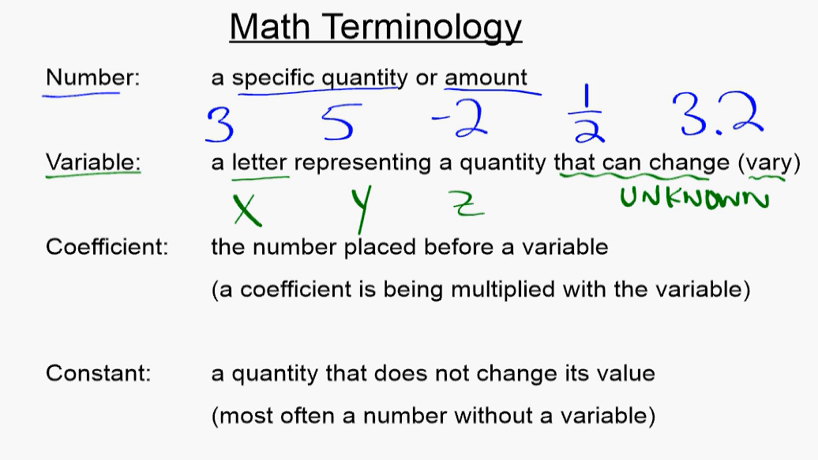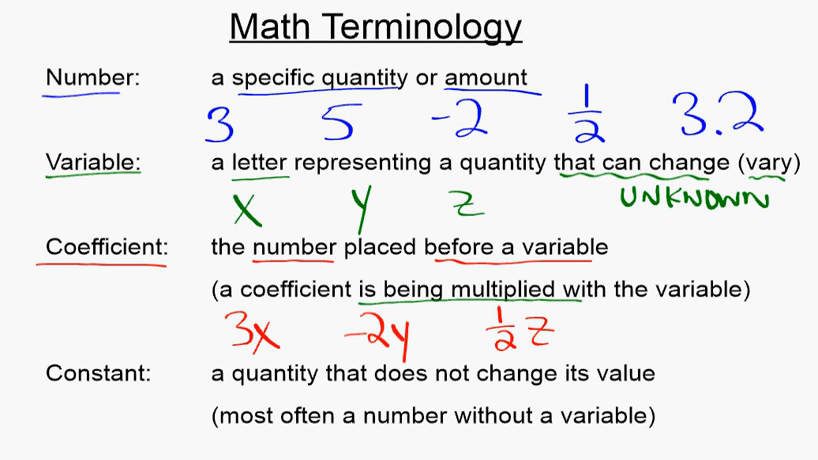Now a coefficient is when you have a number and it's placed before a variable. So let's put a number in front of a variable. It could be any number in front of any variable. It could be a fraction as well. One thing to take note of, that coefficient is being multiplied with the variable. So this is a 3 times x. This is a negative 2 times y. And this is a z times 1/2. The number in front is the coefficient for each of these, and it's being multiplied with the variable.